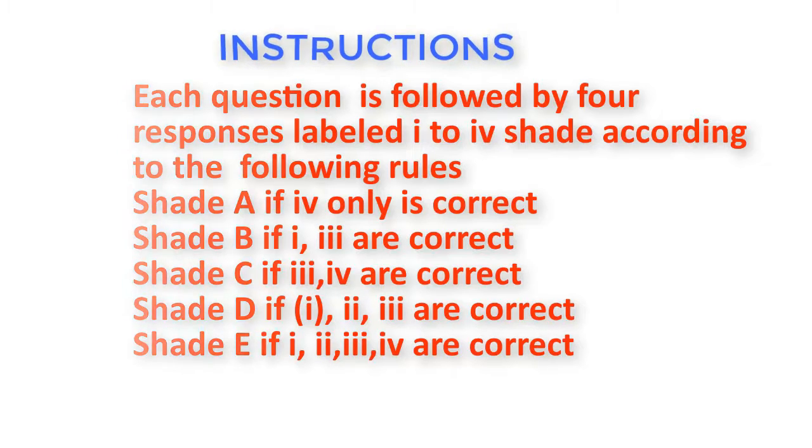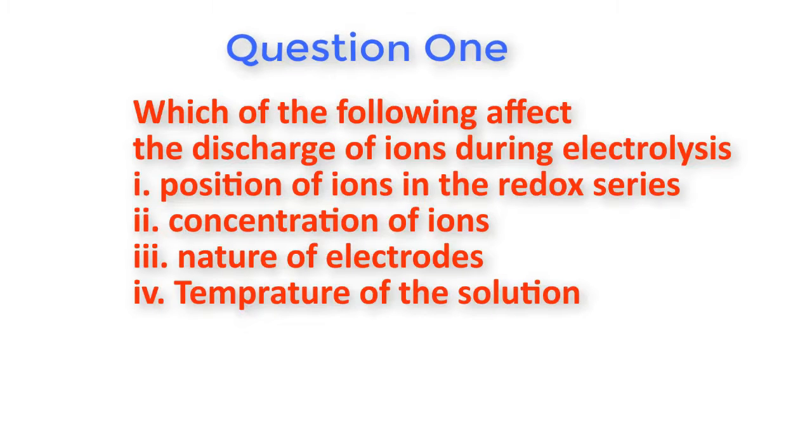Okay, now let me read out the questions to you. Question number 1. Which of the following affect the discharge of ions during electrolysis? 1. Position of ions in the redox series. 2. Concentration of ions. 3. Nature of electrode. And 4. Temperature of the solution.